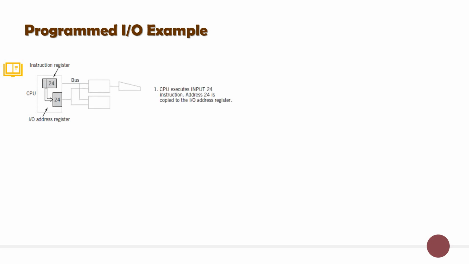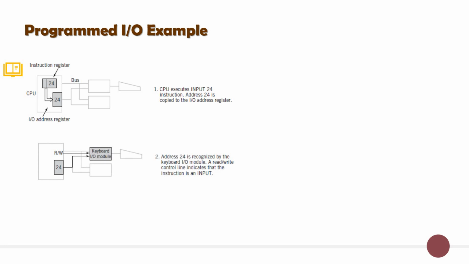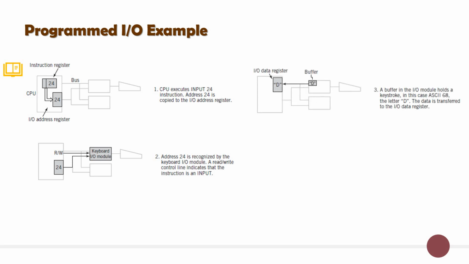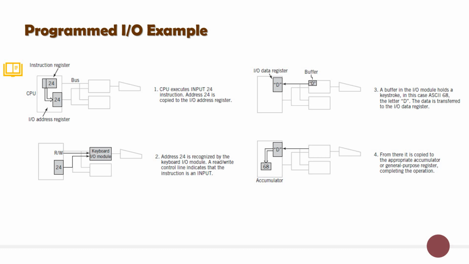Programmed I/O example. This figure illustrates the concept of programmed I/O. For example, CPU executes input 24 instruction. Address 24 is copied to the I/O address register. Then, address 24 is recognized by the keyboard I/O module. A read-write control line indicates that the instruction is an input. A buffer in the I/O module holds a keystroke, in this case ASCII 68, the letter D. The data is transferred to the I/O data register. From there it is copied to the appropriate accumulator or general purpose register, completing the operation.